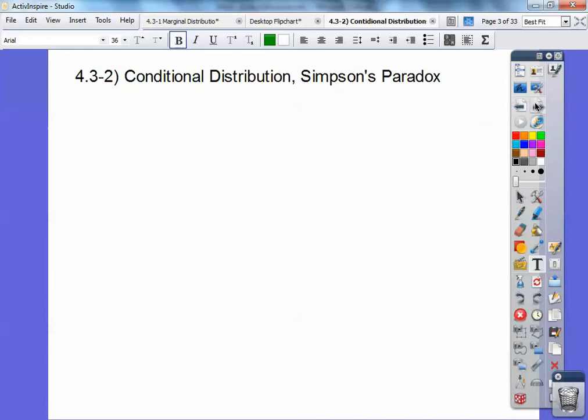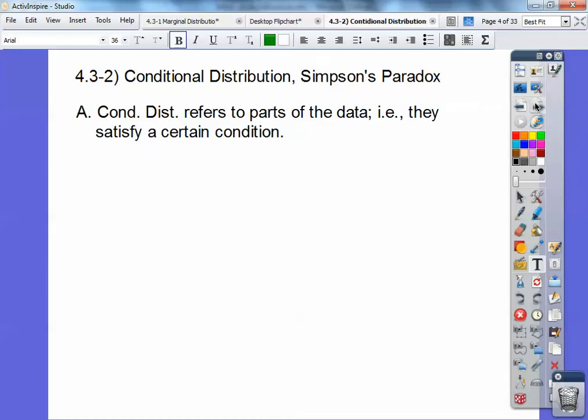I'll move along. So this is section 4.3-2, conditional distributions and Simpson's paradox. We discussed Simpson's paradox on our first day of school; we'll get to that at the end of the lesson. Conditional distribution refers to parts of the data that satisfy certain conditions. We're going to use the data that we did yesterday on education level and the age categories. Remember that big graph you guys copied down? On 4.3-1, that video, all that information comes out of that.